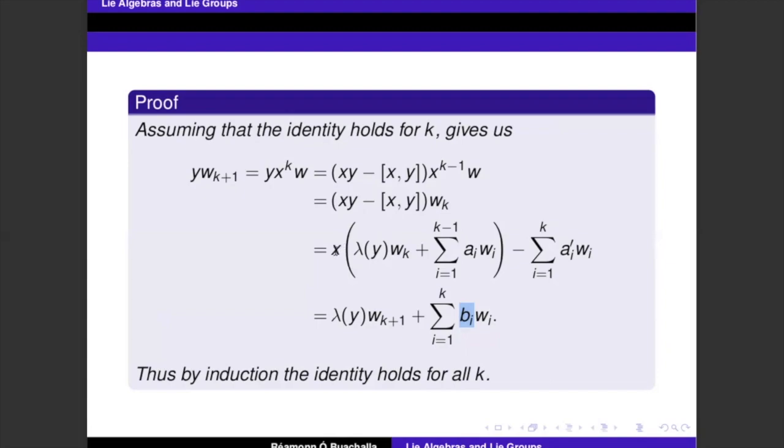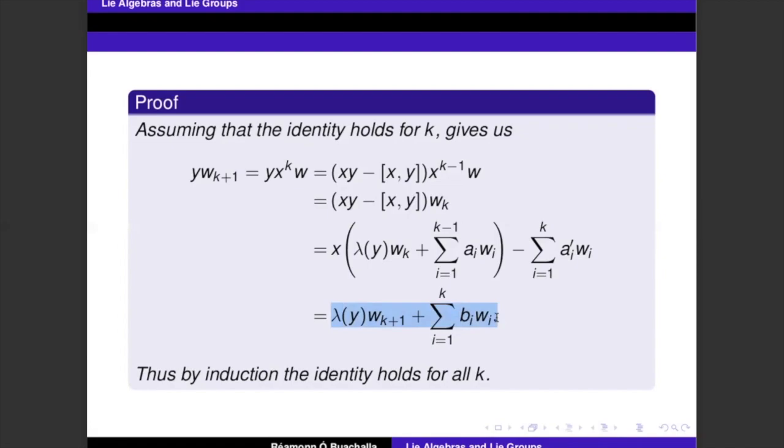We then finally bring the x and let it act on the w. This is a scalar, so we can bring it out. We let the x act on the wk. What do we get? Wk plus 1 by definition. So now we've got this. What is it? It's precisely of the form we conjectured.